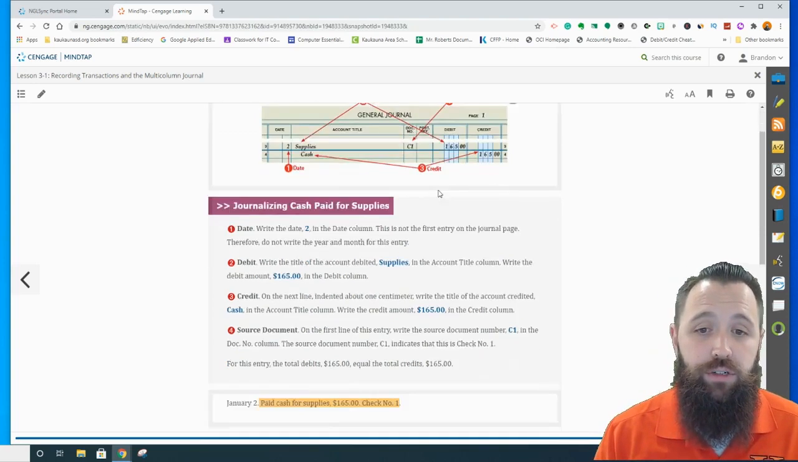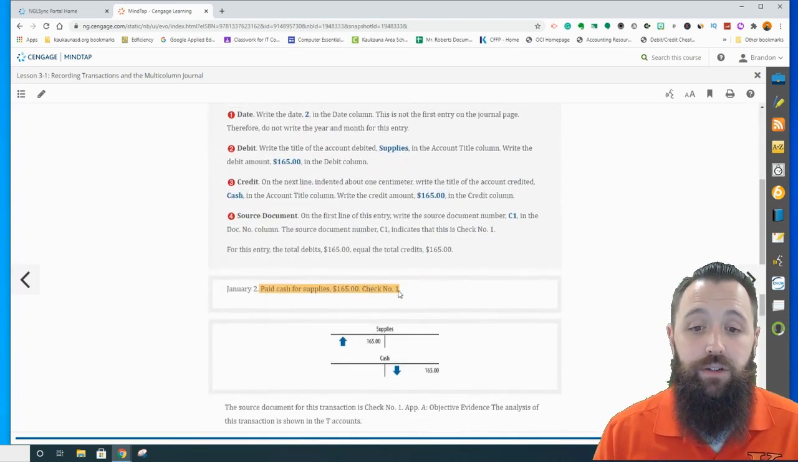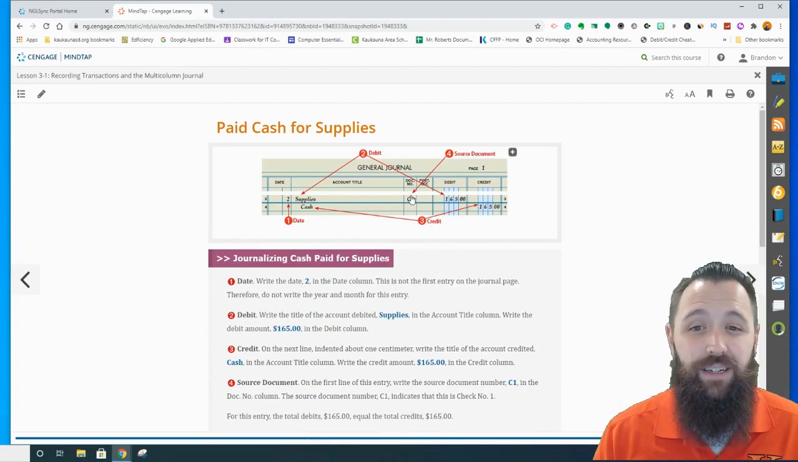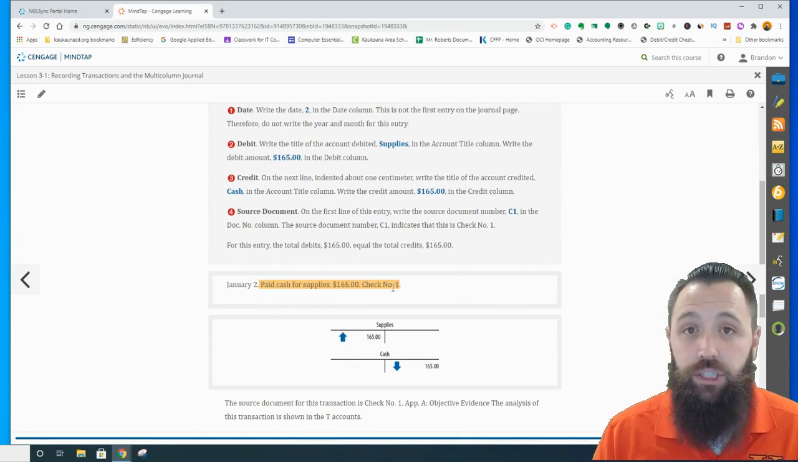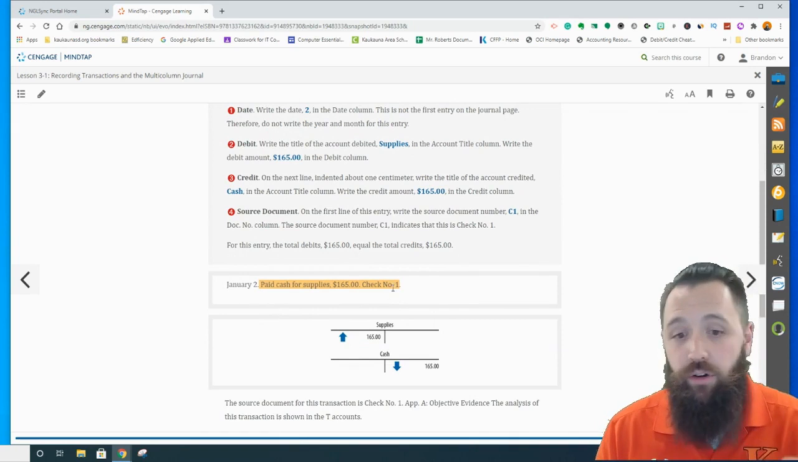After that, we put in our source document. So our source document is a check. That's going to be written as C1. The 1 comes from check number 1. This will change over time, right? We'll have check number 2. Then it'll be C2.